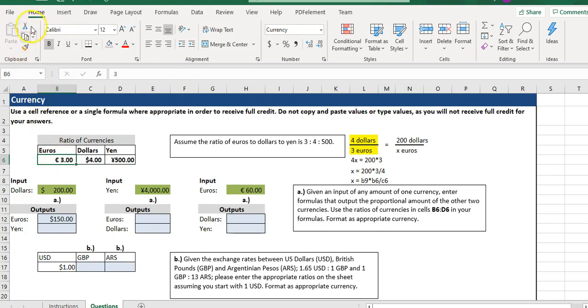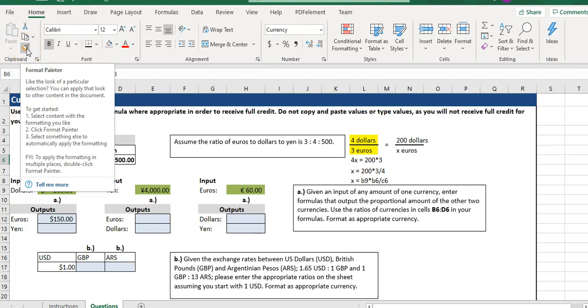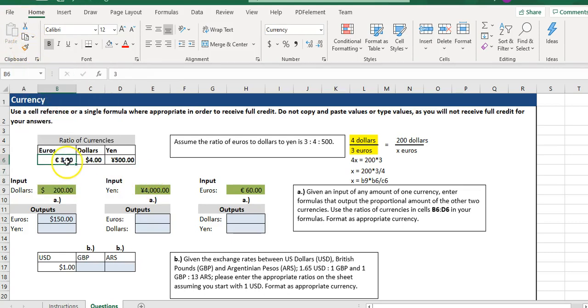Up in your bar, there's a little paintbrush. It's called Format Painter. So I'm going to click on the 3 euros. I'm going to click one time on Format Painter, and then one time on the 150. And notice how it changed the format of that cell to currency with the euro symbol. Okay? Alright, we're going to do that again in a minute, but let's do our yens.